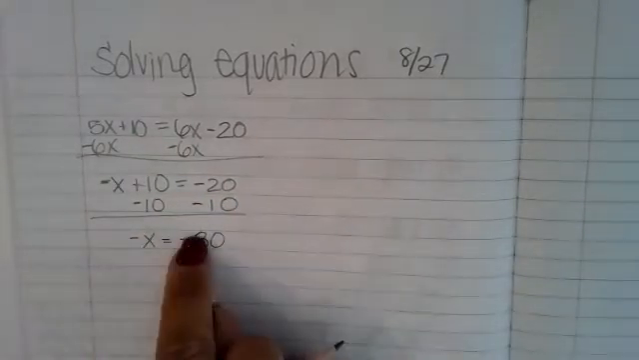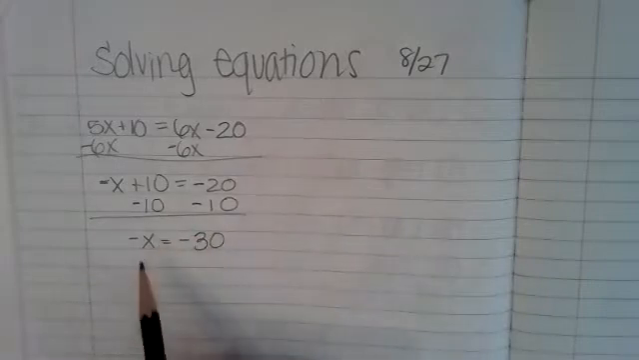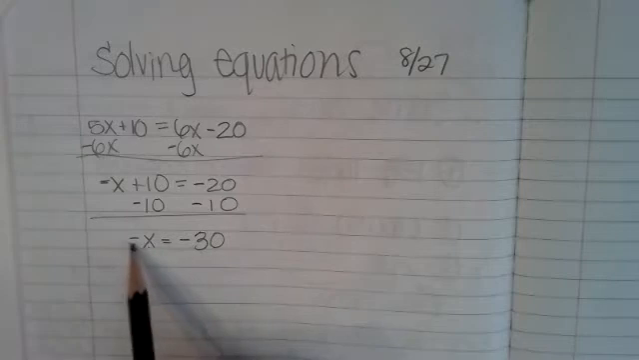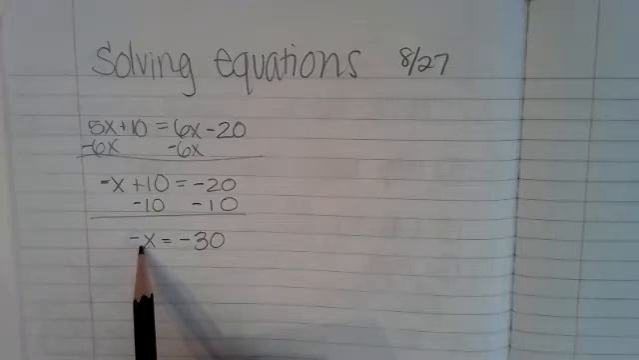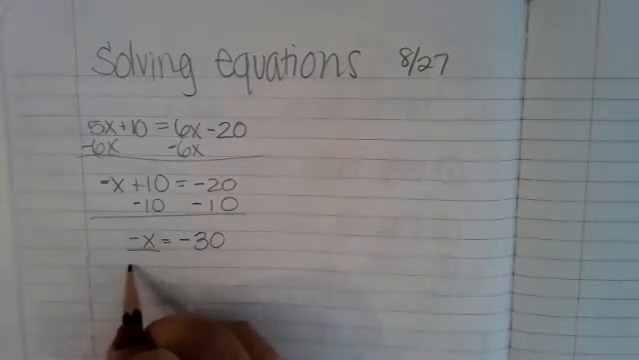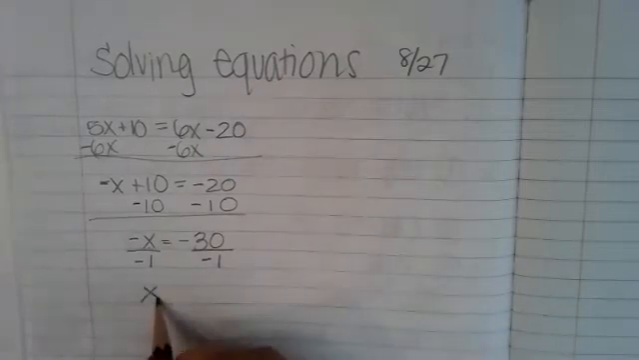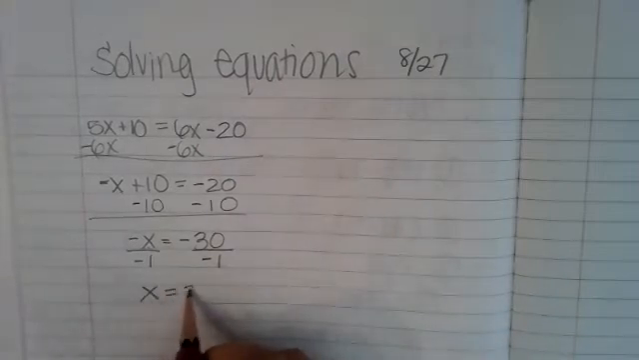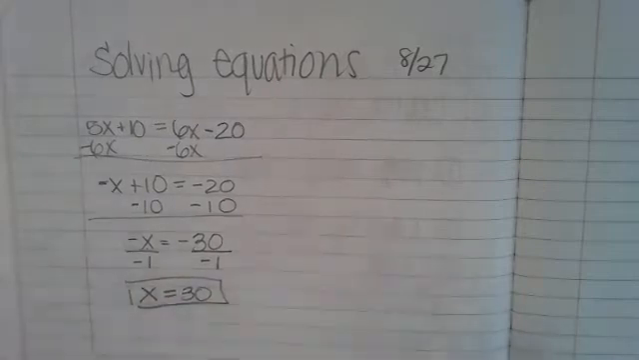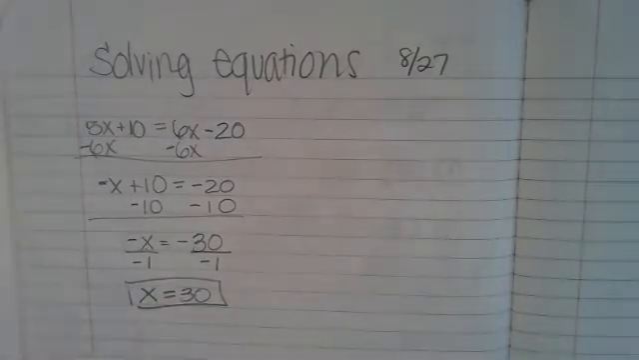This is not a final answer here. And the reason for that is because my x is not isolated because it has this negative out in front of it, which has the invisible coefficient of 1. So because it's not a positive 1, I'm not done with this problem. I need to divide by a negative 1, divide by a negative 1. That means that I have x is equal to 30. Box my answer. There you go.